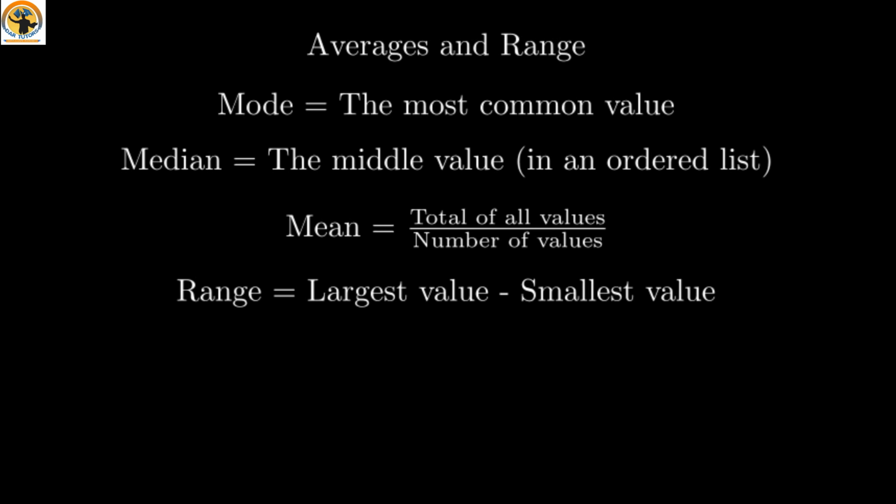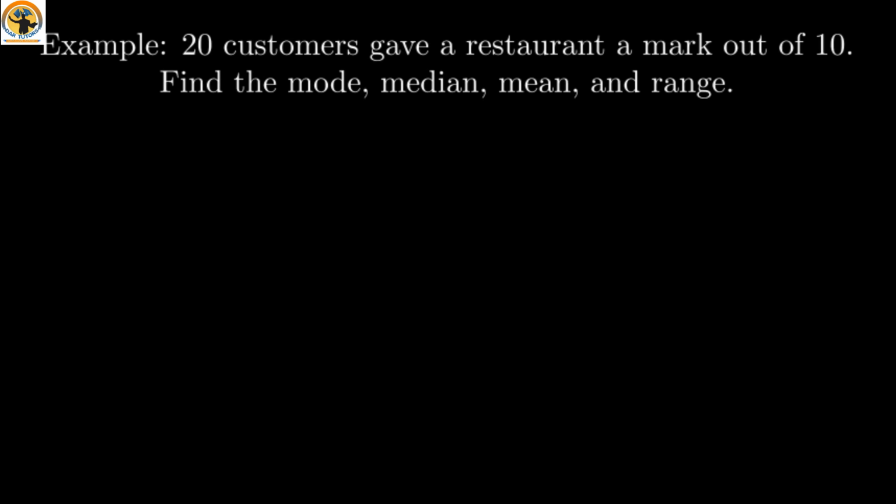So to recap, we've defined the mode as the most frequent value, the median as the middle value of an ordered set, the mean as the sum divided by the count, and the range as the difference between the largest and smallest values. Now, let's apply these concepts. In this scene, our goal is to calculate the mode, median, mean, and range for a given set of data. Let's work through an example.